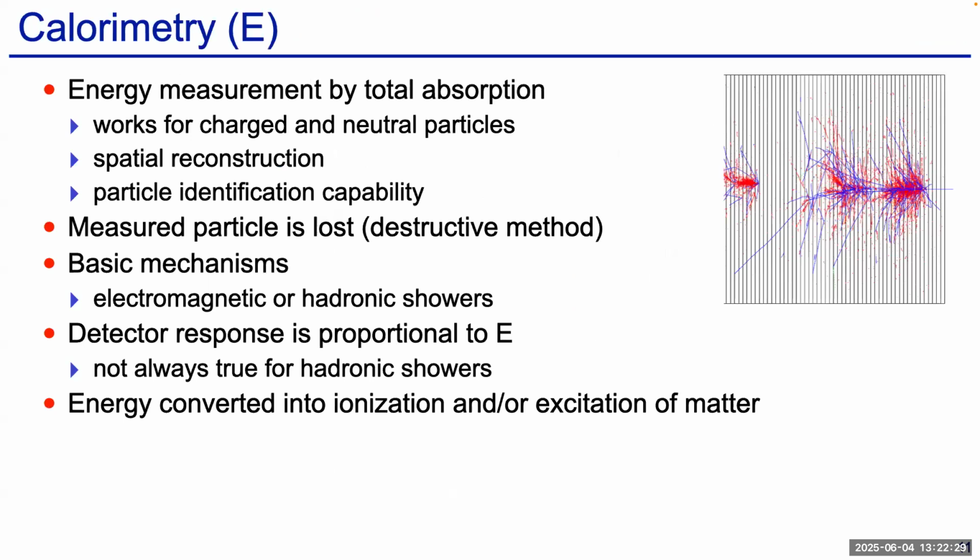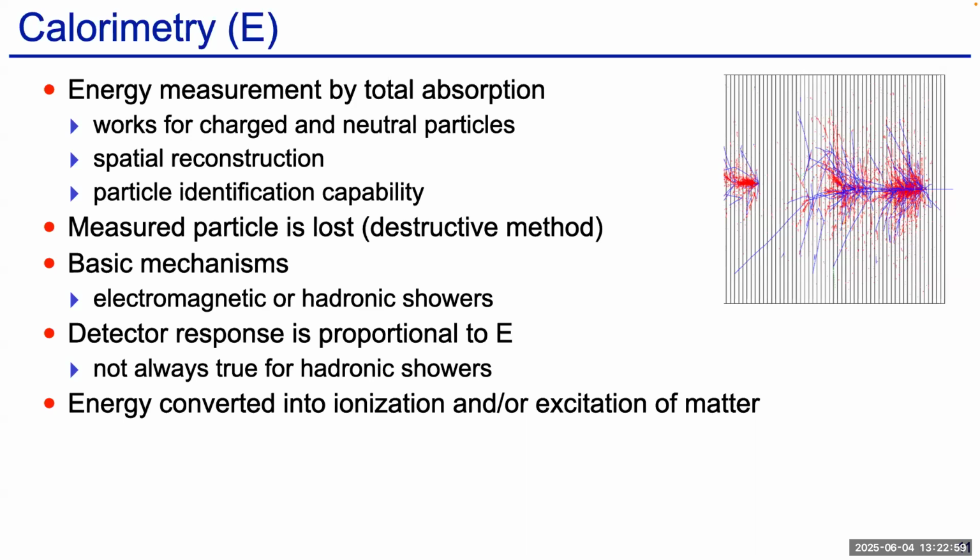Let's come now to one of the few detectors which actually destroys your particle. It's a destructive method, and that is calorimetry. What you simply want to measure with calorimetry is the energy of a particle. Dump a particle in some block of matter, and it goes away, and you measure essentially whatever it produces, and that tells you about the energy of this particle. It's a destructive method.